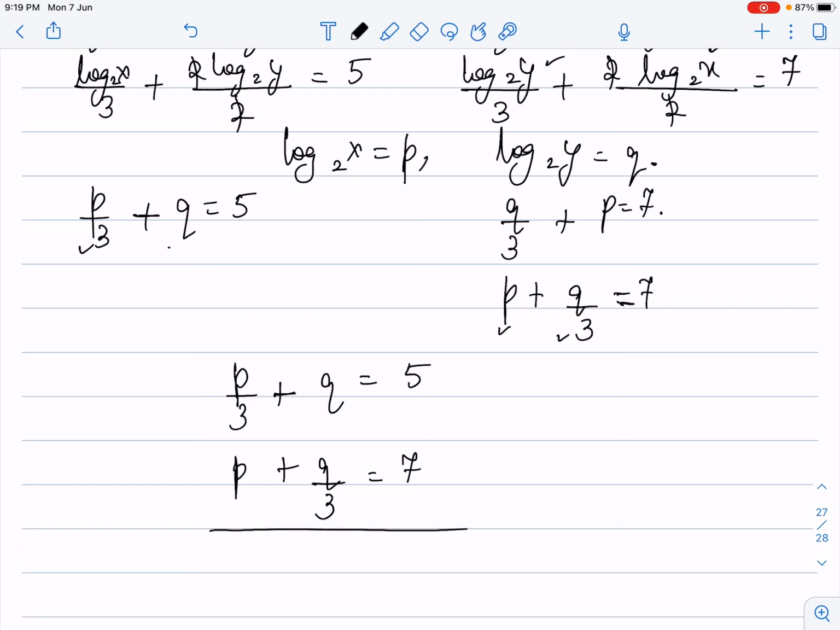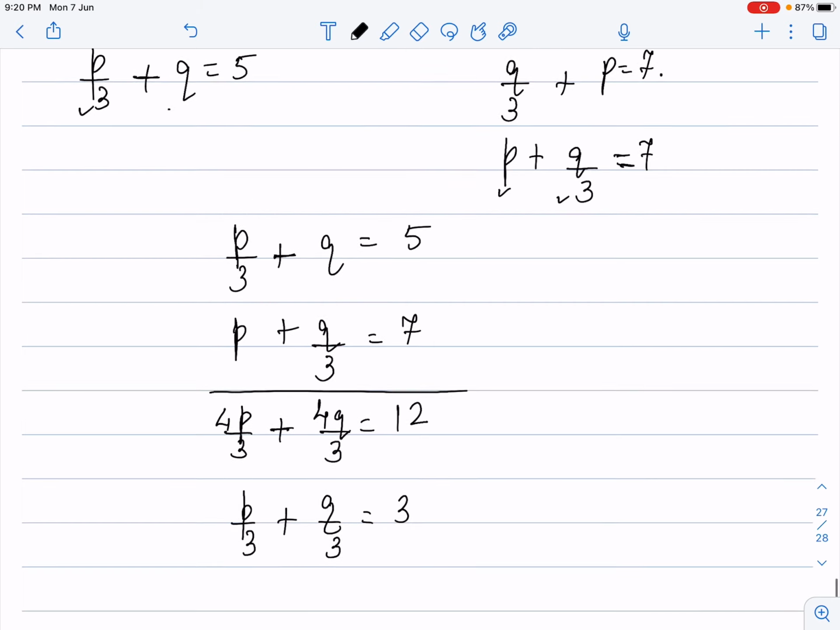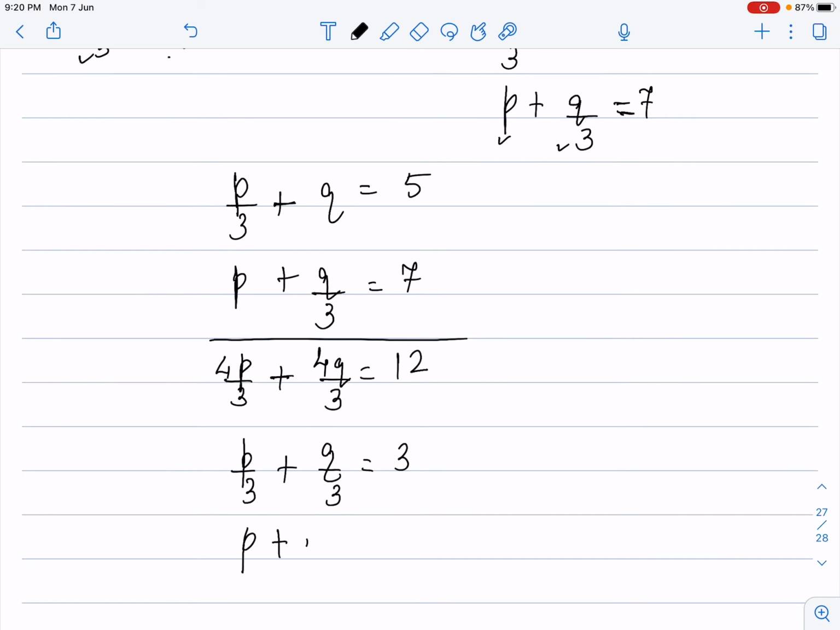So p by 3 plus p will be 4p by 3. Then q plus q by 3 will be 4q by 3, is equal to 12. So first I'll add these two equations, then I'll subtract these two equations. So p by 3 plus q by 3 becomes what? 3 only, I have divided throughout by 4. Then p plus q becomes 9, sir. So this is a very important equation we got. This was your first equation, this was your second equation, and this is the third equation I got.